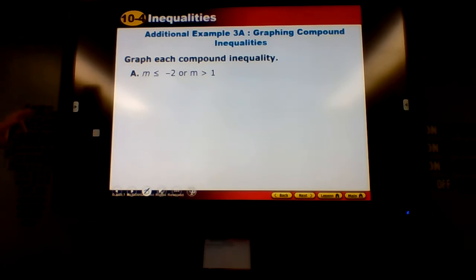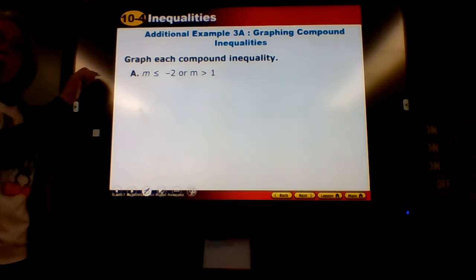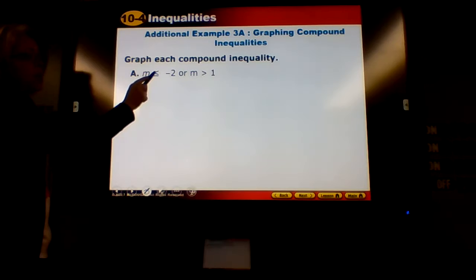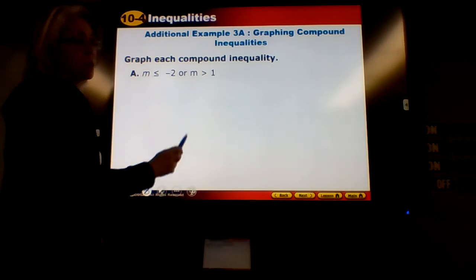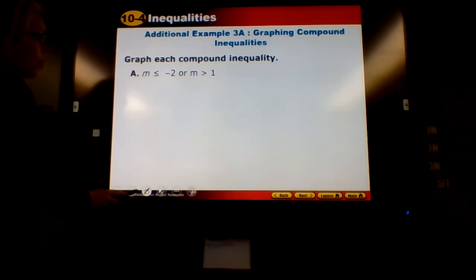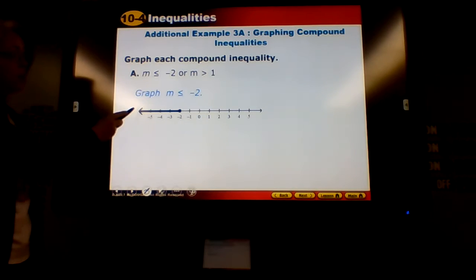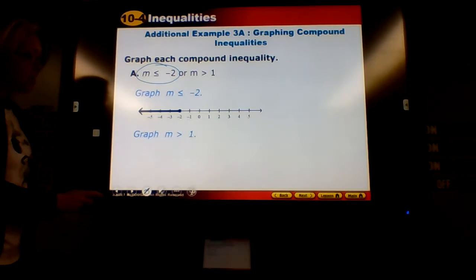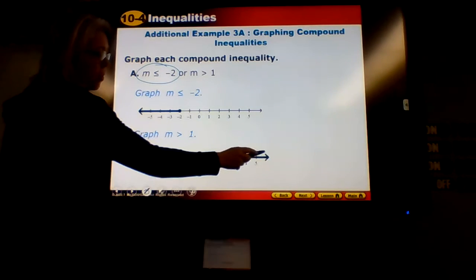Now here's graph each compound inequality. This is an OR compound inequality. So think about this. M is less than or equal to negative 2, or M is greater than or equal to 1. So they're going to graph each of these separately. There's this first one, right? Closed circle at negative 2, the arrow goes to the left. Then they're going to graph the next one. Open circle at 1, the arrow goes to the right.